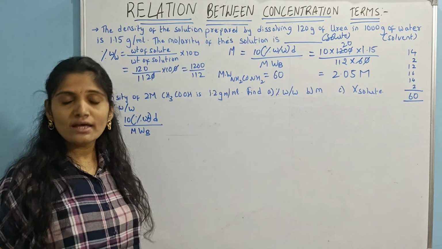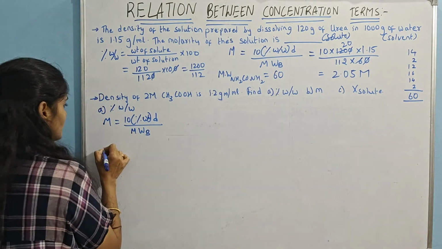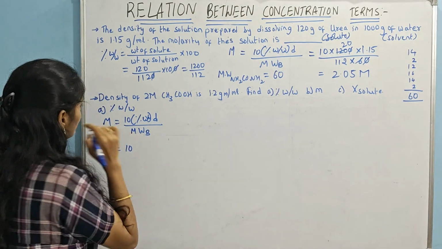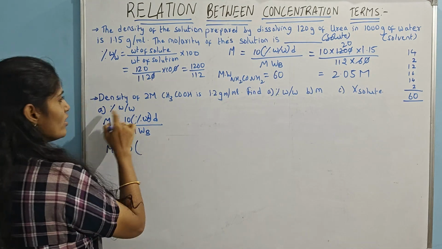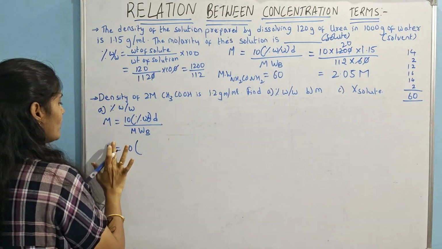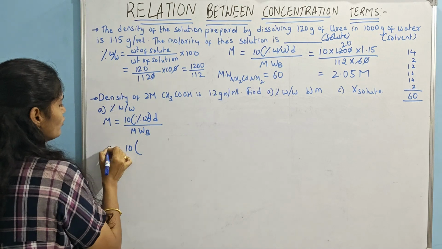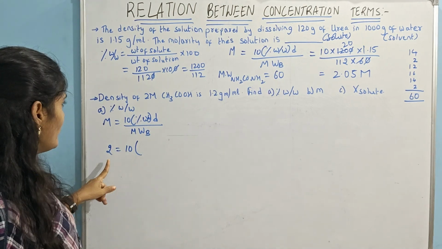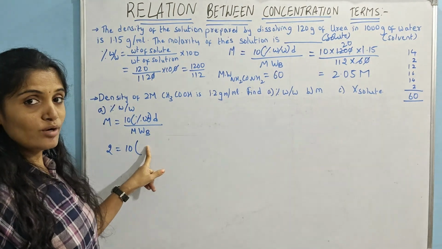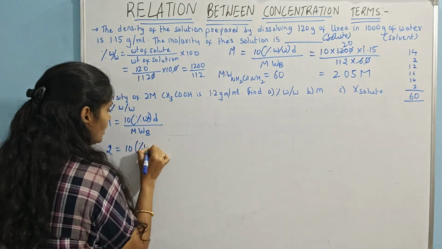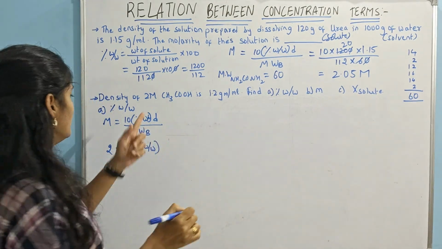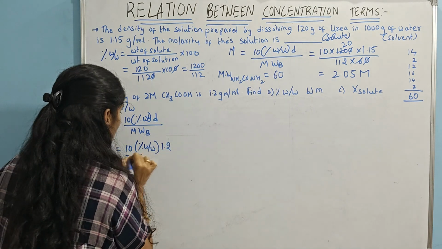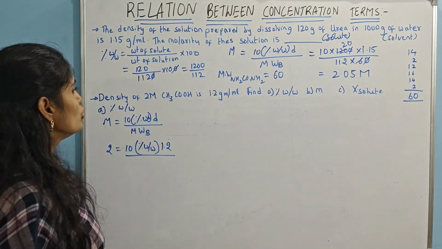What is the solute for me here? Ethanoic acid or acetic acid. Now you can do the calculation. 10 into percentage weight by weight, which we have to calculate. Molarity has been given, so I will write molarity here and I will calculate percentage weight by weight. Density is given. Yes, density is given, divided by the molecular weight of solute, which is not given.